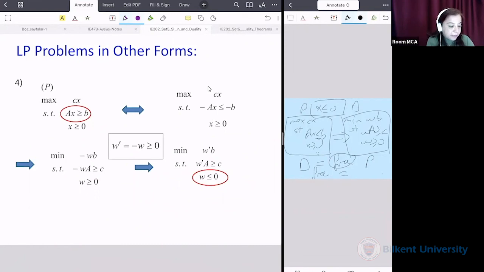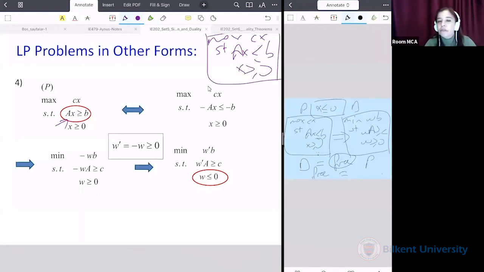Maximizing CX. If this is in the reverse form, this is not my canonical form. The only thing you should remember is the canonical form. Let me write the canonical: maximize CX subject to AX less than or equal to B, X non-negative. This is what I want all the time. This is my canonical form. All right?